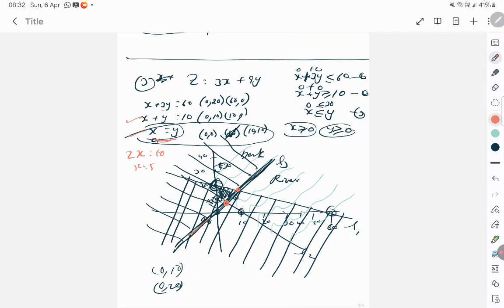Correct? x plus x is equal to 10. 2x is equal to 10. x is equal to 5. Substitute, you get y also as 5. Obviously it's lying on the line x is equal to y. So 5, 5 is one corner point.